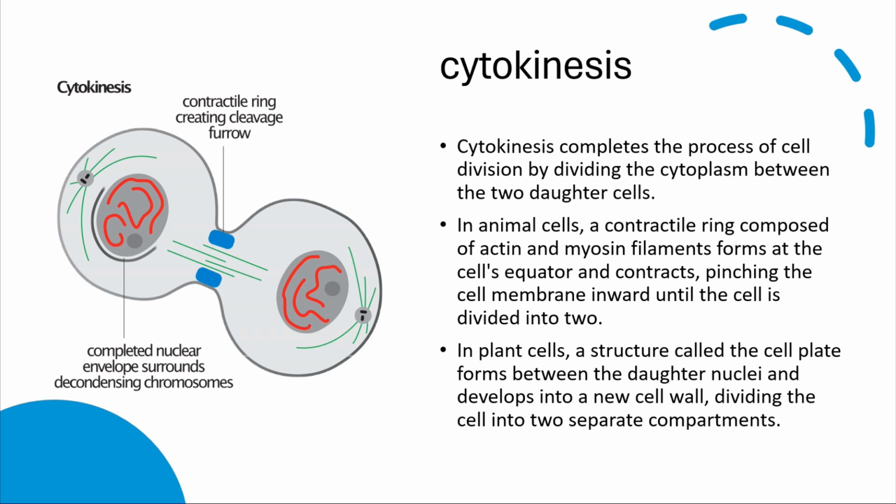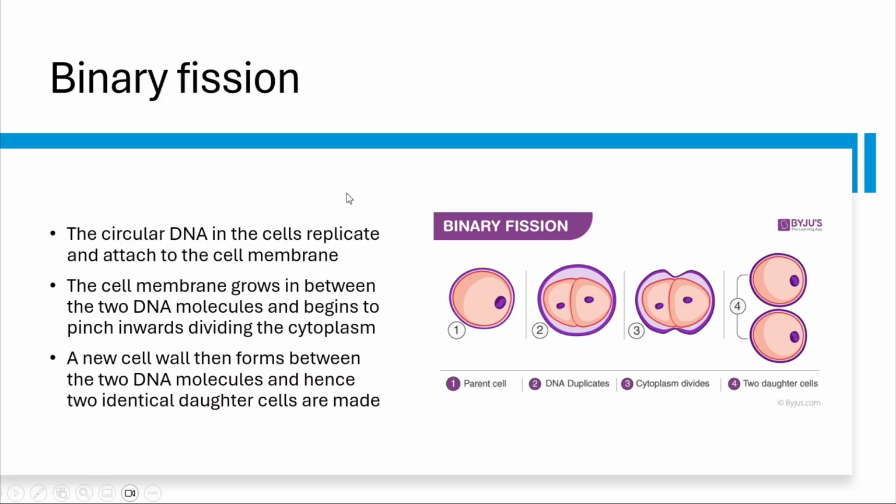So if you want a little recap here, basically in interphase we replicated things, then we went through mitosis, and now we're just splitting it with cytokinesis. We're splitting the cell in the end.